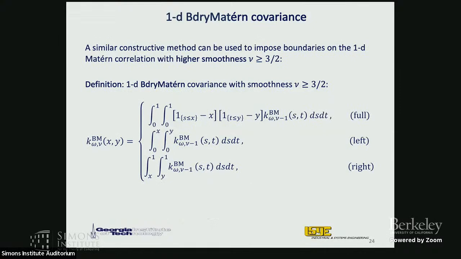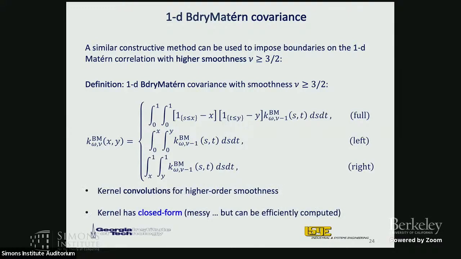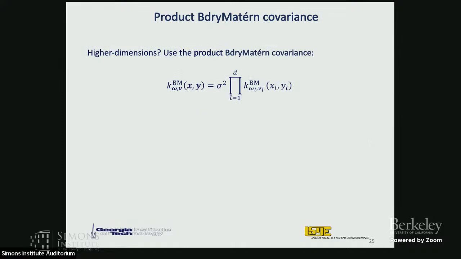When nu is more than a half, it's using a kernel convolution, basically. So from 1/2 to 3/2 and so forth. And you can do high dimension too. So it has a closed form. That's a nice thing. It doesn't matter that the iteration is messy, because it can be computed, and with that convolution, it's very fast to compute. Now for higher dimension, we can do a product.